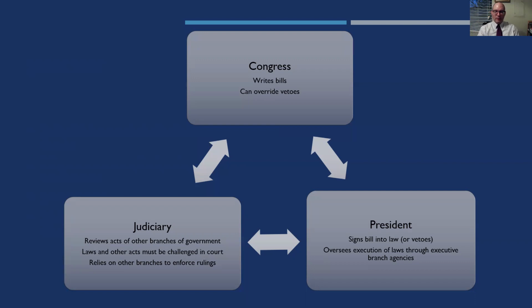The judiciary can review the acts of the other branches of government: Congress, the president, executive orders. We don't need to talk about that right now, but that's something that can also be reviewed by the courts. Also state laws, and even state constitutions. They have to be challenged in court to actually go there. The Supreme Court, or federal courts of any kind, can't just initiate this process themselves. And then again, they rely on the other branches to enforce their rulings.